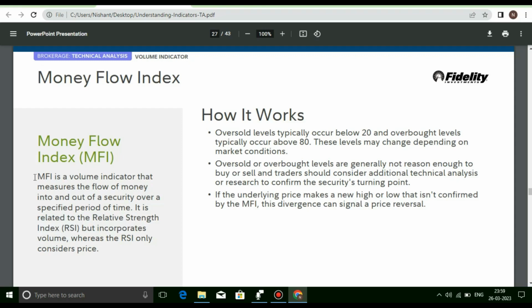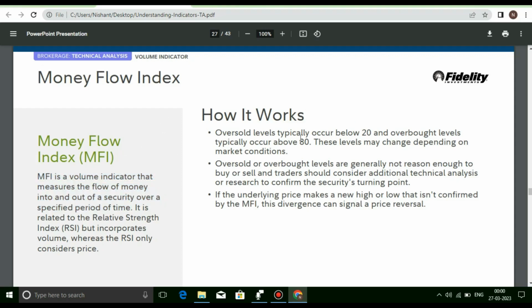So money flow index is a volume indicator that measures the flow of money in and out of a security over a specified period of time. So it measures the volume of money that flows into and out of a security. Means you can also consider that as an asset. If you're buying a stock, it is also considered as a security or asset. If you're buying some cryptocurrencies, or if you're trading in forex, that is also considered as a security and asset.